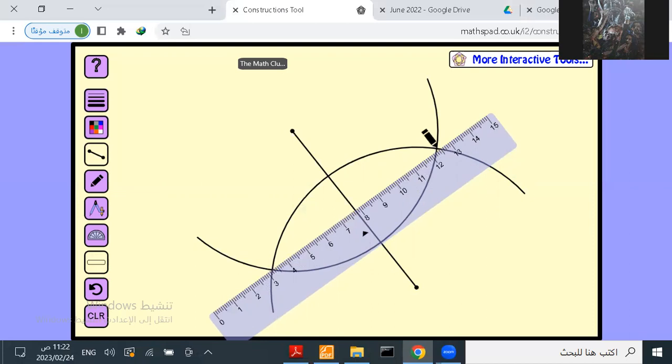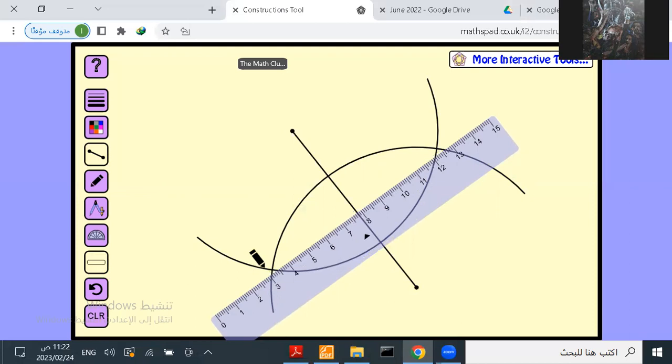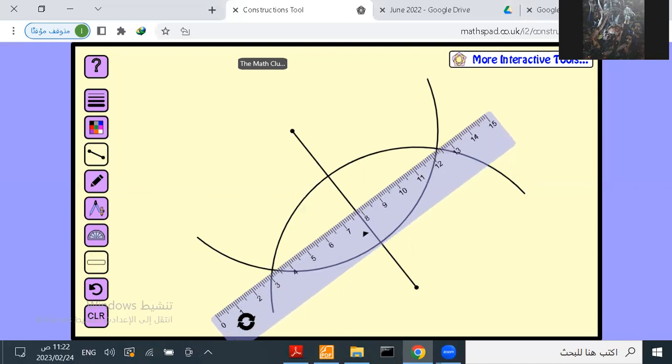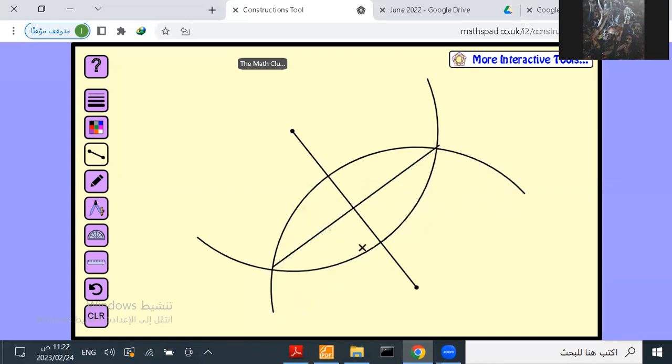Now I'm going to connect this point to this point using a ruler, of course, like this, okay? And this is what we call a perpendicular bisector of a line. And what's the perpendicular bisector of a line? It's a line that bisects the line perpendicularly. It means at 90 degrees, okay? And that's it for this question. Now let's move on to another question.